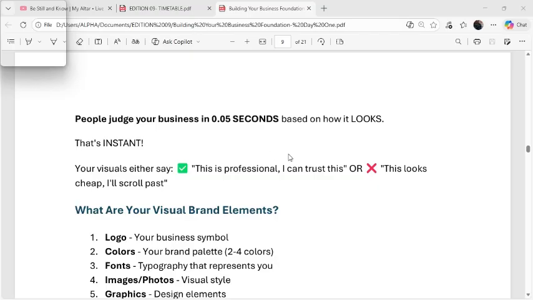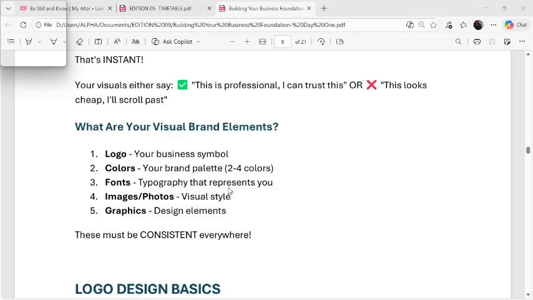What are your visual brand elements? This is essential, guys. This is everything. Let's look at this. Your logo is your business symbol, right? The colors, your colors are very important. Fonts, the font styles you're going to be using are very important. Images or photos, the visual style, very important. The graphics. Everything about your brand, not just your logo, about your brand, needs to be consistent everywhere.